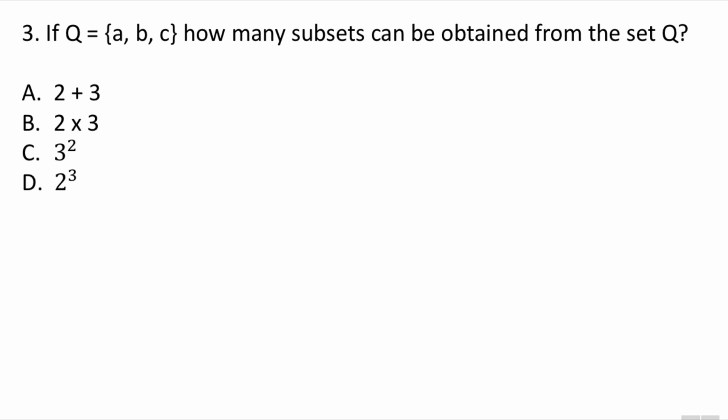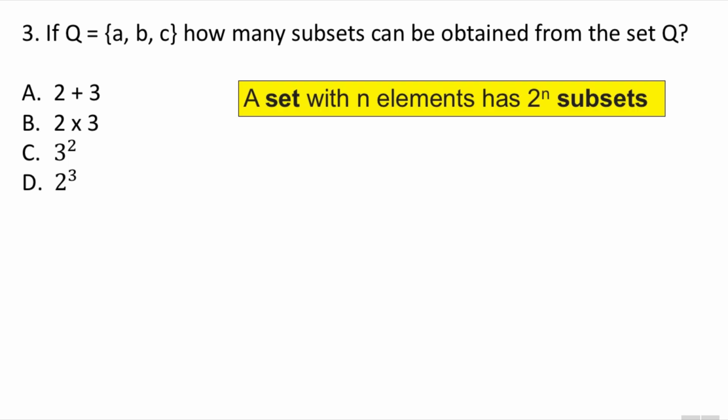So if Q is equal to A, B, and C, how many subsets can be obtained from the set Q? Again, we first need to understand what we can do to work out the number of subsets. So let's have a quick recap. A set with n elements has 2 to the n subsets, which really means that we just replace that n with the number of elements in the set. So the number of elements in Q is equal to 3. And how did I get 3, guys? Remember, it's 1, 2, 3 elements. It's just A, B, and C, so that's 3 elements.